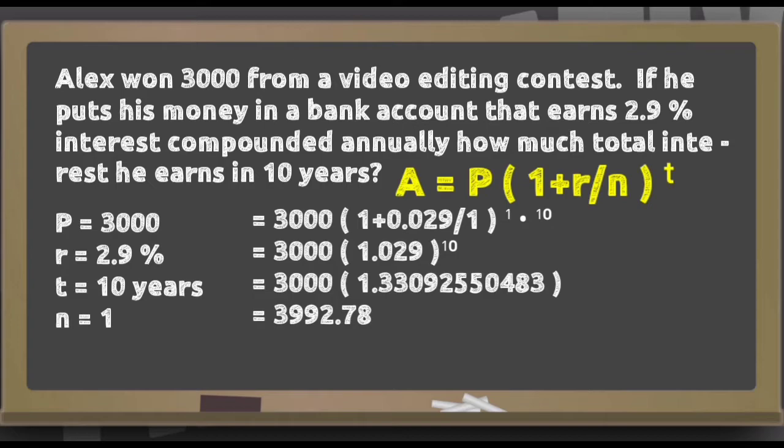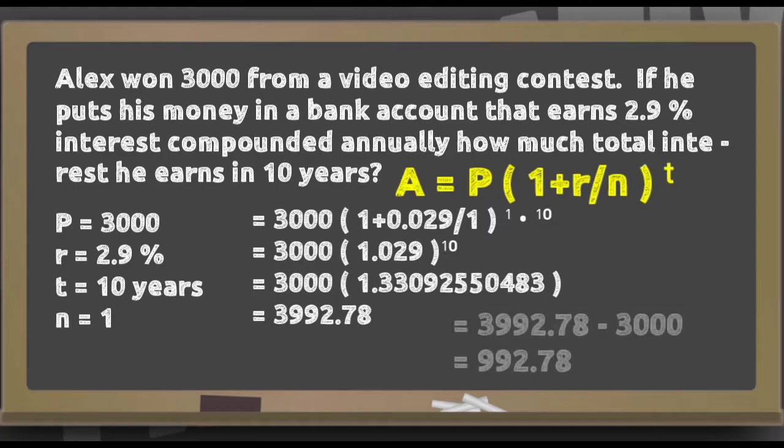So calculate what is inside the parenthesis first, and it equals 1.029. Then multiply 1.029 by itself 10 times, and it equals 1.330925548. In this case, I included all the decimal points to get the exact amount of loan. Then multiply 3,000 by 1.33092550483, and it equals 3,992.77651448, or rounded up to 3,992.78. But this is the total compounded amount he earned in 10 years.